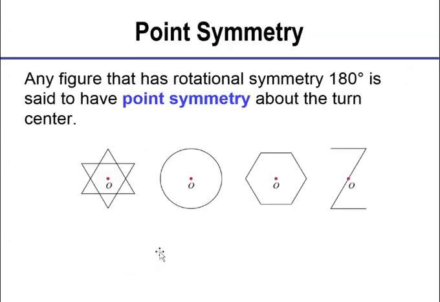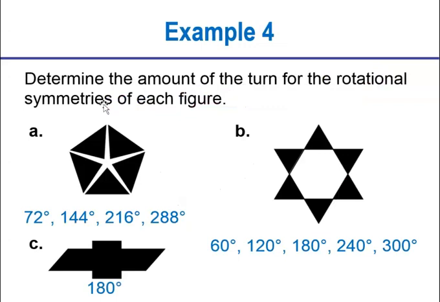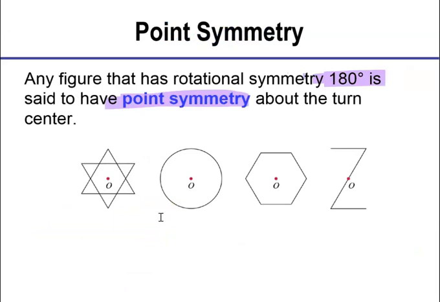You have something else called point symmetry. Any figure that has rotational symmetry of 180 degrees is said to have point symmetry. So our Chevy symbol that we used a minute ago had point symmetry because it was 180 degrees. And also, let's go back, our star also had point symmetry because it's 180 degrees, but notice our Plymouth symbol did not have point symmetry because 180 degrees is not on that list. So all of these have point symmetry, and notice they just rotate around a point.